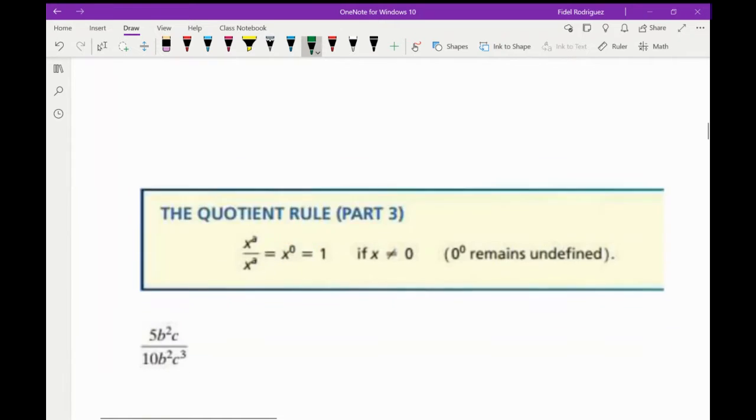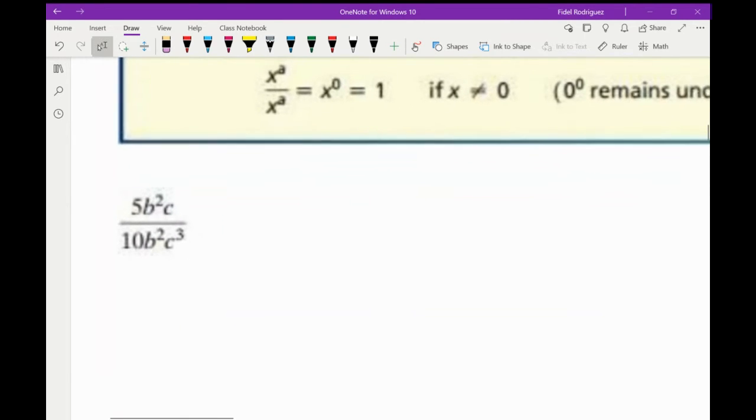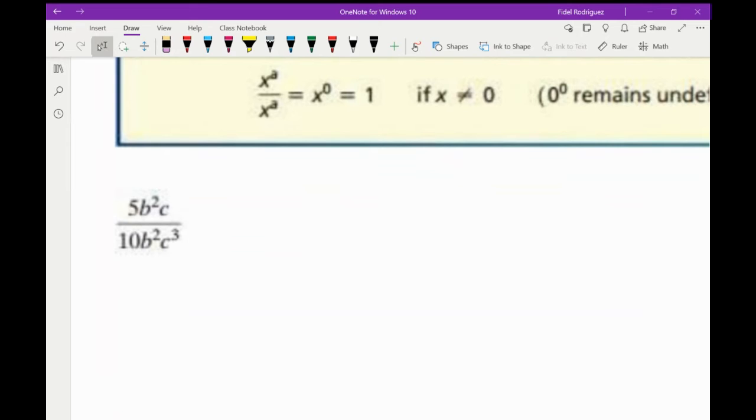Okay, so let's see. The next part here says the quotient rule, part 3. It just says that if we have the same number on the top and the same number on the bottom, then those parts are going to cancel out to being 1. Okay, so let me explain what I mean by that here.